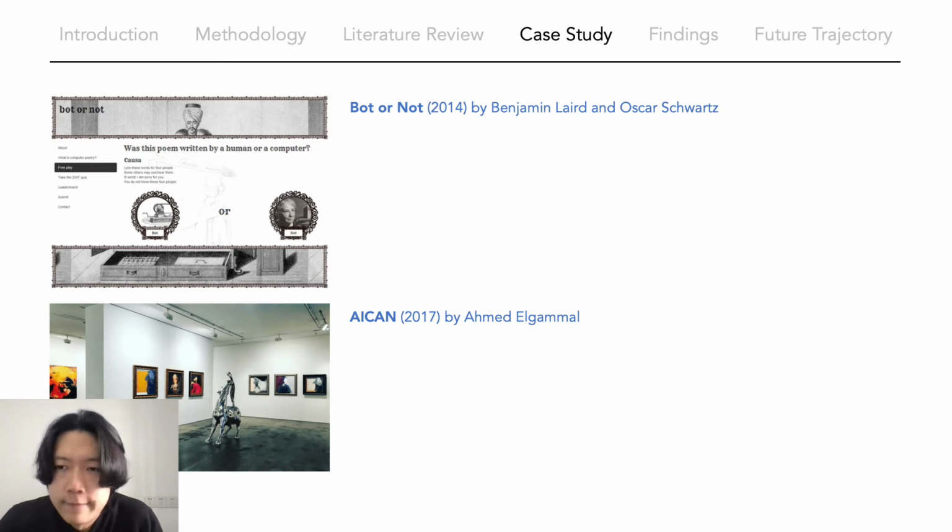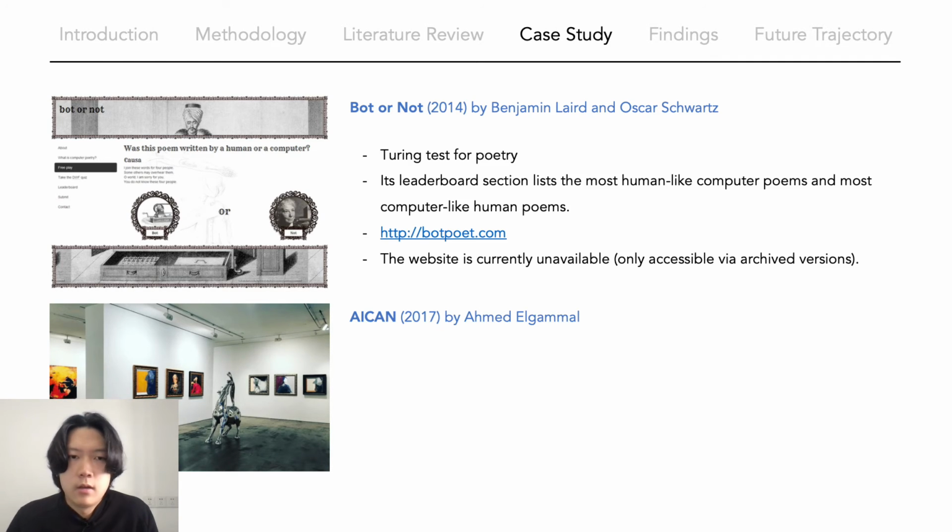For the case study, the first example is a website called Bot or Not, which functions as a Turing test for poetry. On the website, you're given a poem and have to guess whether it was authored by a human or a computer. What intrigues me is the leaderboard section, which lists the most human-like computer poems and most computer-like human poems. So some successful pieces in the database have fooled 75% of human readers.